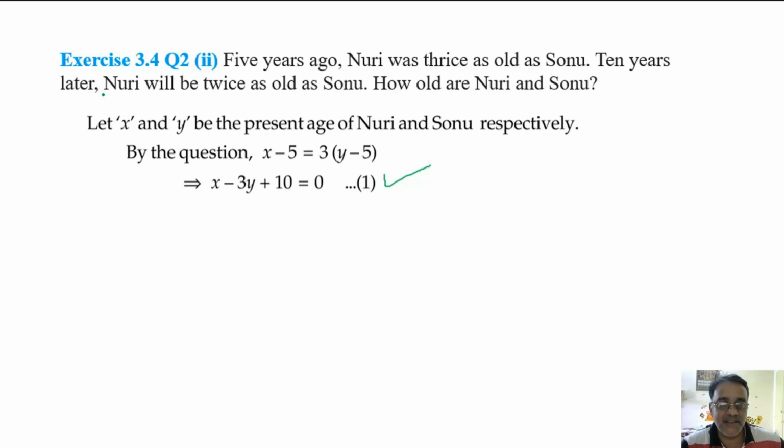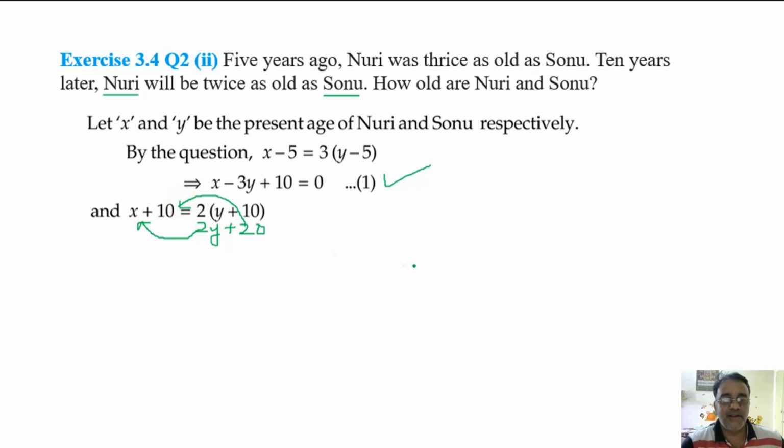10 years later, what is the age of Nuri? X plus 10. Age of Sonu? Y plus 10. Okay. So Nuri is twice of Sonu. So what you will get? X plus 10 is equals to 2 times y plus 10. So open this bracket, we'll get 2y plus 20. Now shift 2y to this side, minus 2y, and plus 20 to this side, minus 20. So we'll get x minus 2y minus 10 is equals to 0.